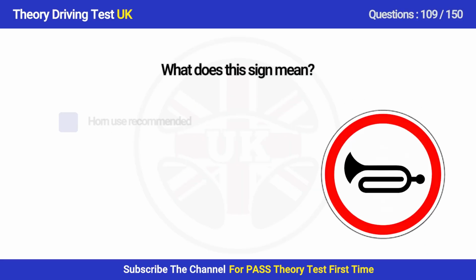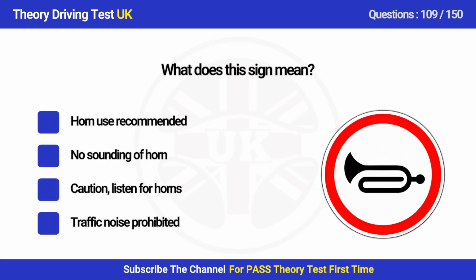Question 109. What does this sign mean? A. Horn use recommended. B. No sounding of horn. C. Caution, listen for horns. D. Traffic noise prohibited.